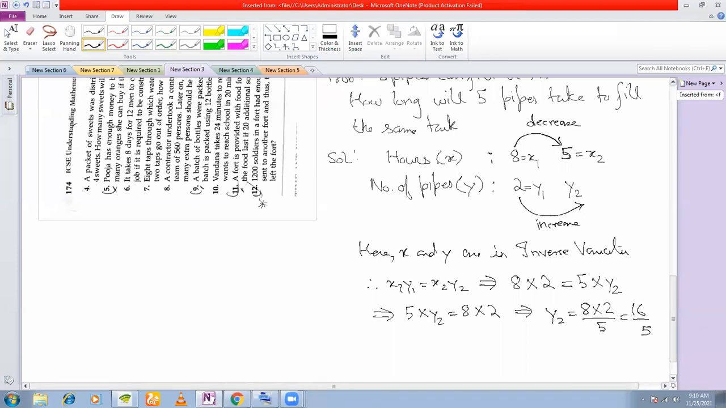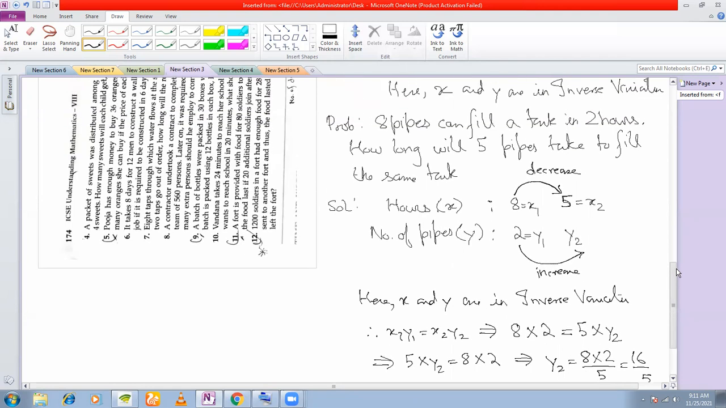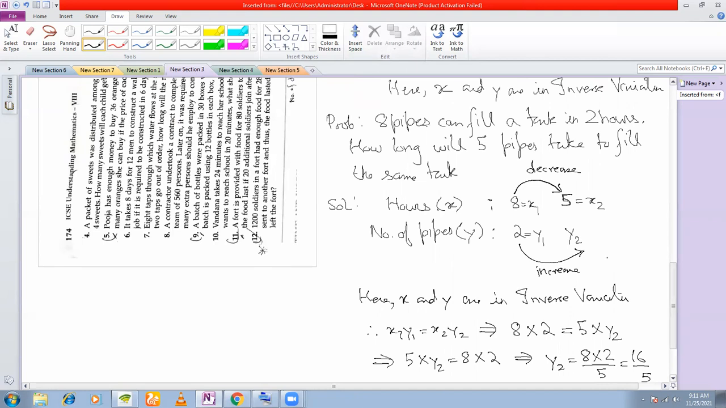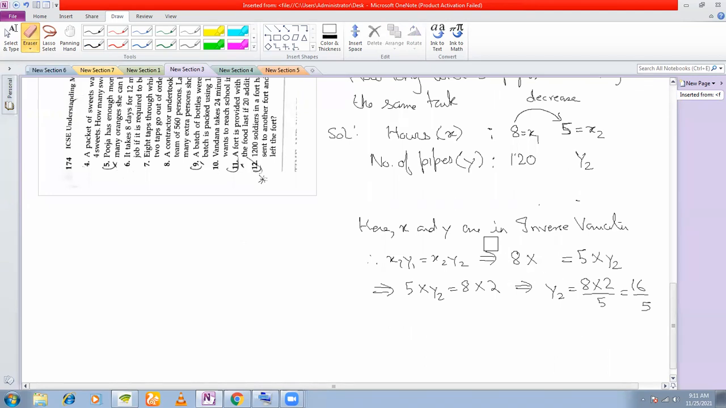Because this is given in hours, if you convert it to minutes, you will get a better answer. 8 pipes are filling the tank in 2 hours, so you better convert this to minutes. 2 hours means 120 minutes, right? So now this will be 8 into 120.